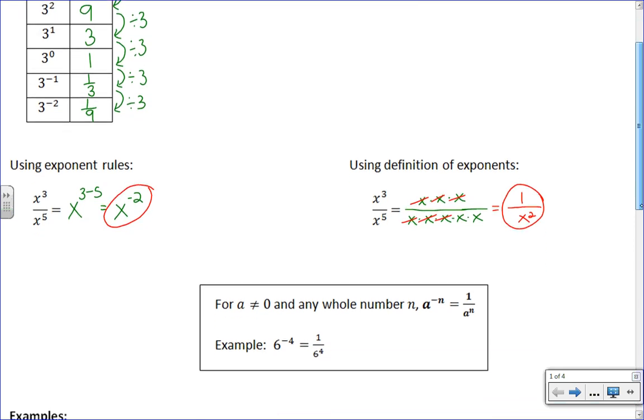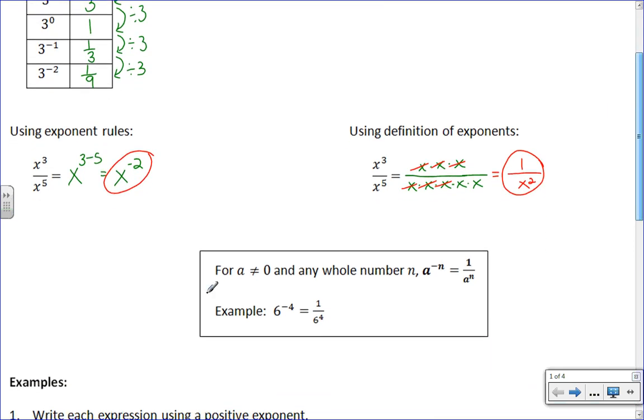So that brings us to our rule that defines negative exponents. For a not equal to 0, and any whole number n, a to the negative n is the same as 1 over a to the n. So for example, 6 to the negative 4 is the same as 1 over 6 to the 4th.